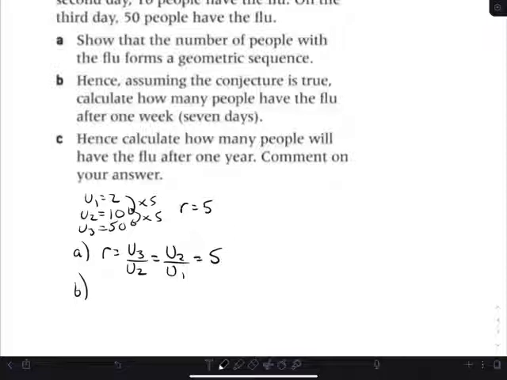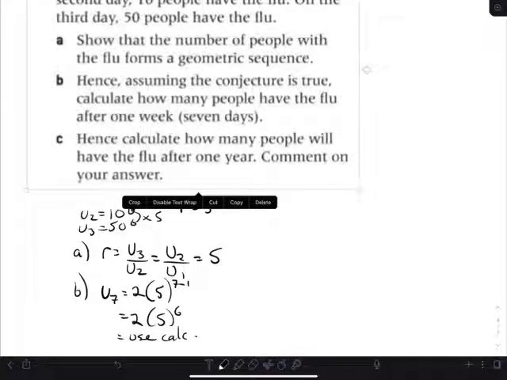And hence, assuming the conjecture is true, calculate how many people have the flu after 1 week, which is 7 days. So they're basically looking for U7. So that's U1 times your ratio, raised to the power of 7 minus 1. There you go. Work out the number.